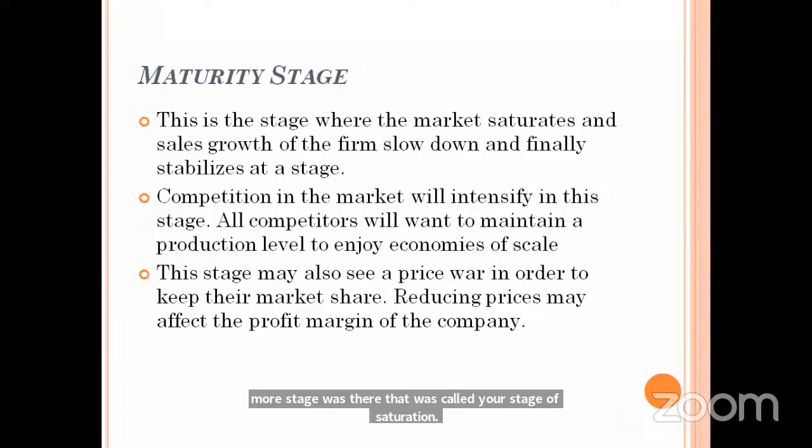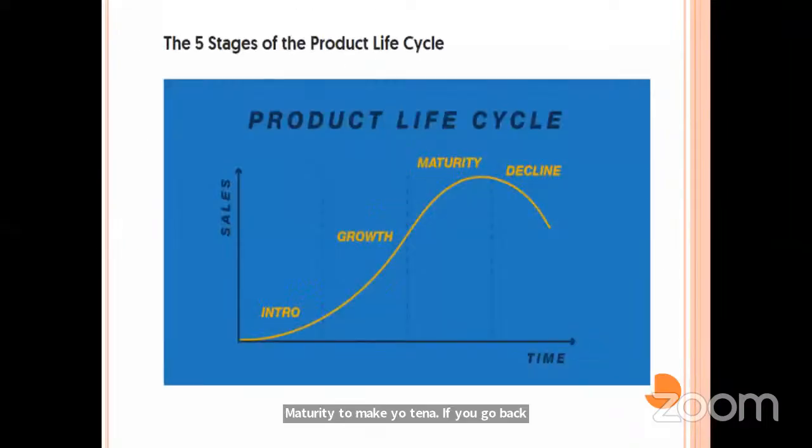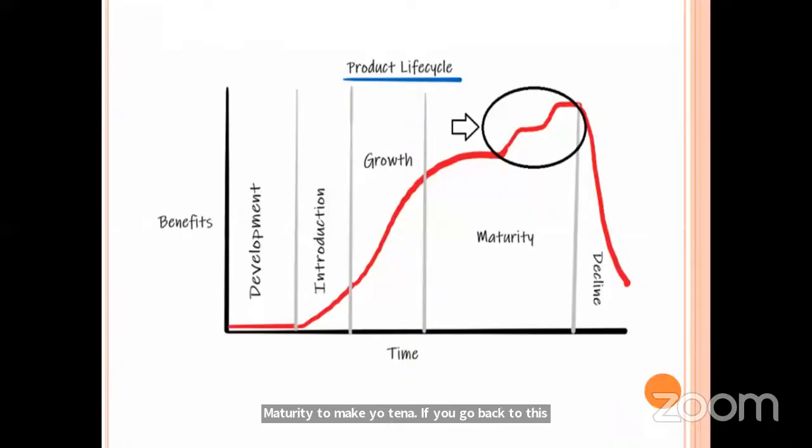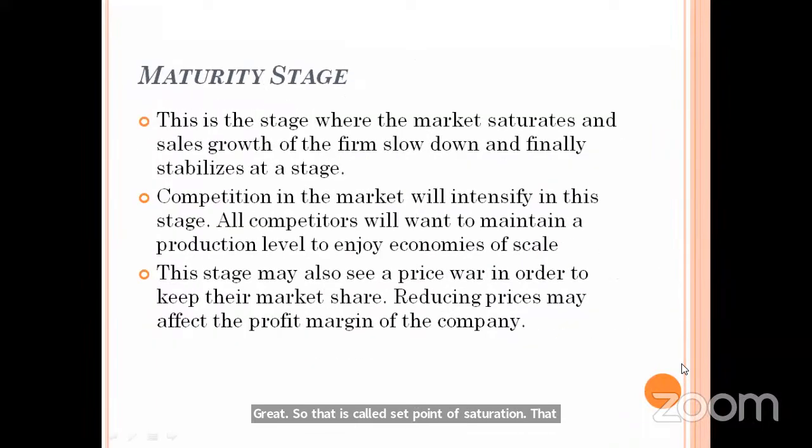In maturity, if you go back to this point, see this is the maturity stage. This point is called the highest point, where your maximum sale happened. This is called the saturation point. From here people got saturated and the sales fell down. Fine. So that was called the point of saturation. That means at that particular point, your customers go away from you.